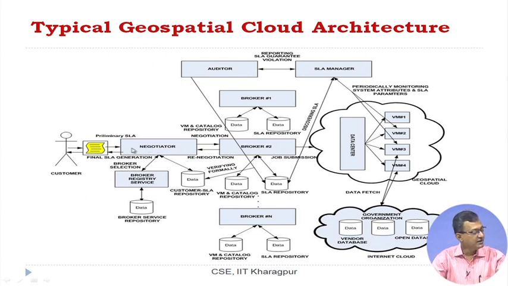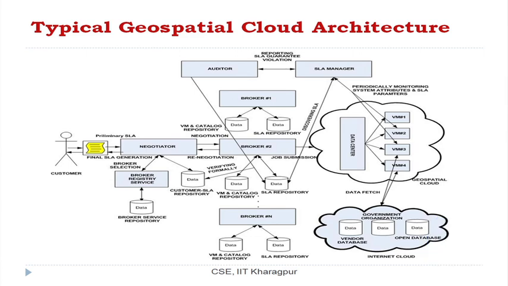Once a customer, a user, or a service consumer comes into play, there is a negotiator, and there can be a number of brokers, each acting as an agent for different sets of data. The same data may be handled in two repositories, it may so happen. We have different data centers which give VMs, and there are different organizations which launch their data and services on these VMs, and these are negotiated and connected with the end user.